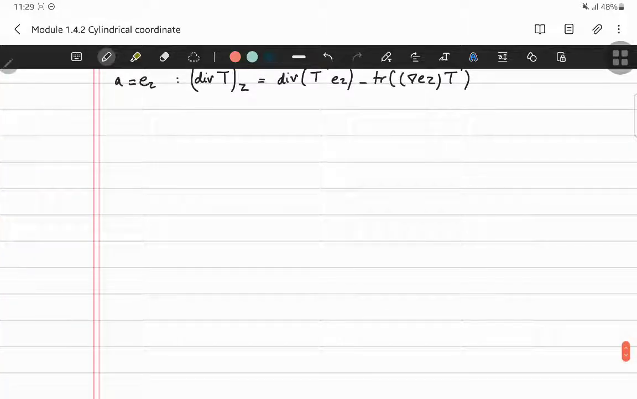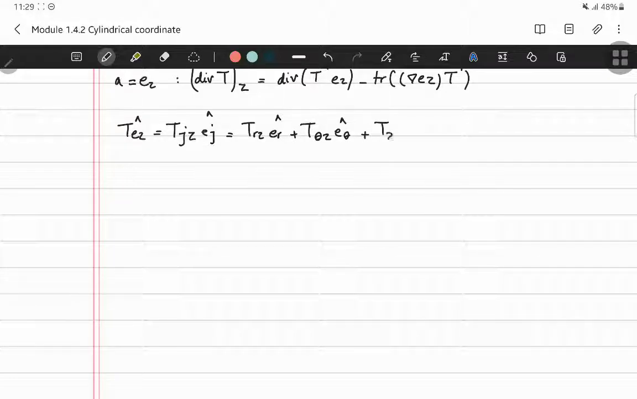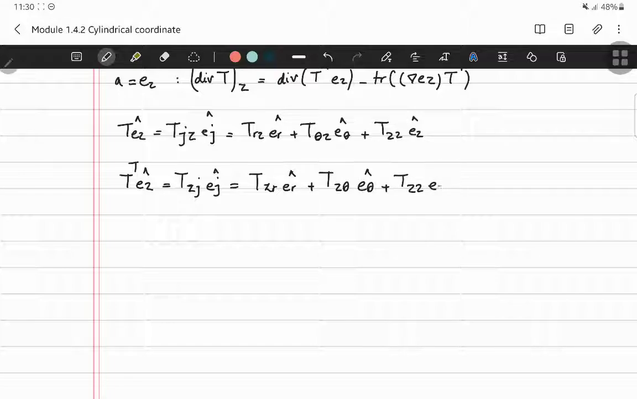All right, so I have T transpose EZ, T jz Ej, so it is T R Z plus T theta Z E theta plus T Z Z E Z. I just write this one here just to have a better understanding of what we are doing here. So the T transpose is nothing but T Z j Ej. You see here that the subscripts are swapped. So I have T Z R ER plus T Z theta E theta plus T Z Z E Z here.